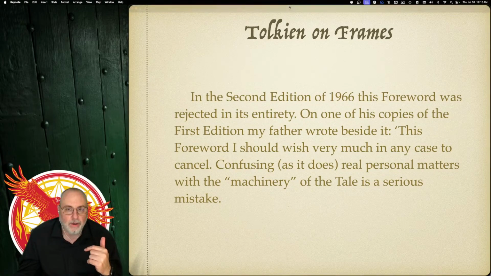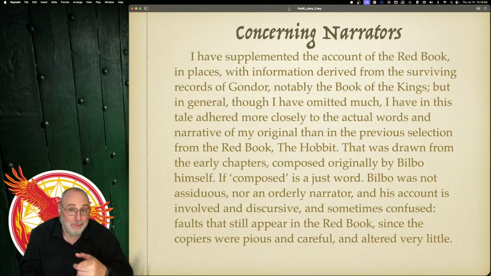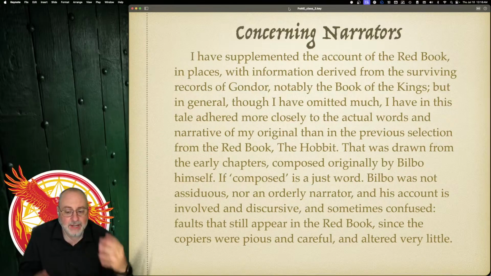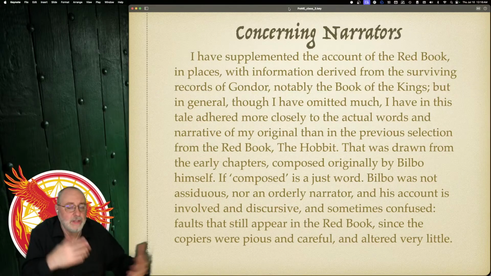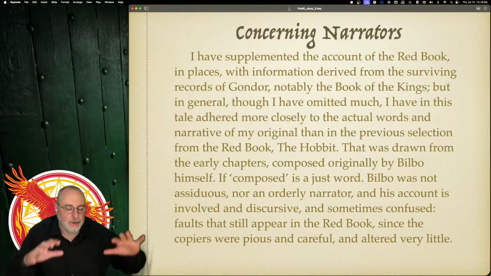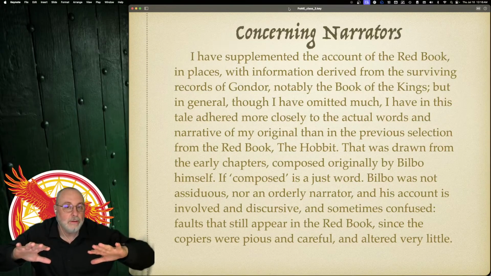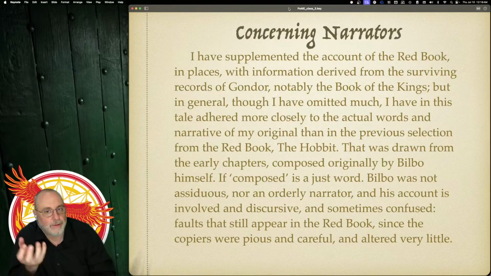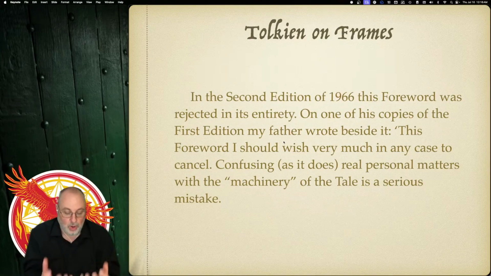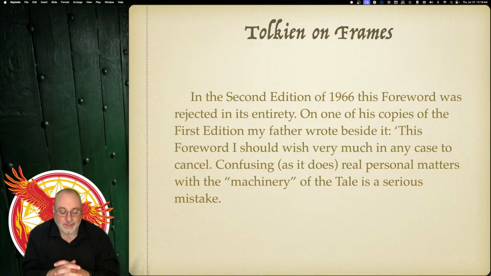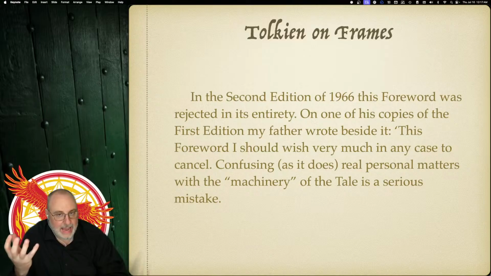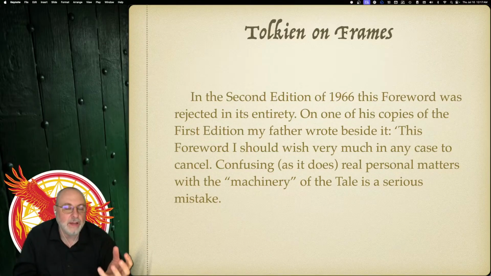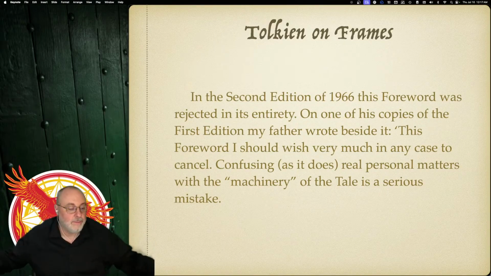He goes on from this part, the part where he's dissing Bilbo, right? And what an unassiduous narrator he was. He segues from this into talking about how long it took him to write and how he had to set it aside for a year and how busy he was and everything, right? So again, in his first edition foreword, he muddied the waters between the fictional frame on the one hand, which is clearly evident here, and his actual autobiography stuff, right? And when going back and reading it, he acknowledged it and says, yeah, I've got to stop doing that. I can't confuse real personal matters, that is actual autobiography, and the machinery of the tale, which is what he's doing. The machinery of the tale is the frames. That's the machinery.